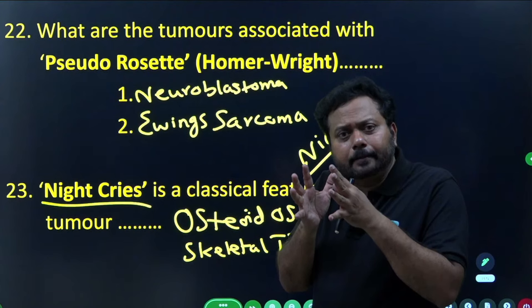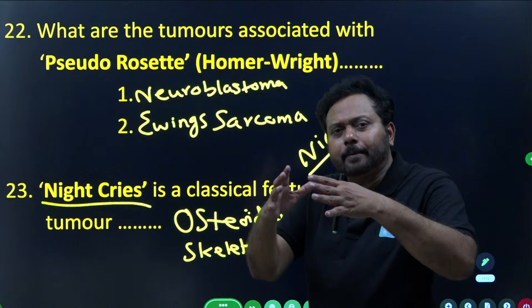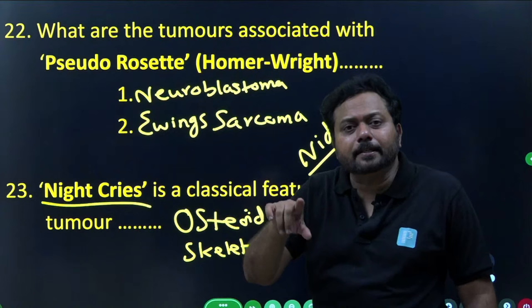Okay, once you go to sleep and you are in deep sleep, especially REM phase, rapid eye movement, all the muscles get flabby, they are relaxed, no? So skeletal muscles are relaxed. So what happens? Suddenly, synovium starts stretching. The stretch pain is the cause for night cries in skeletal TB. Nidus is the cause for night pain in osteoid osteoma. Okay, yes.